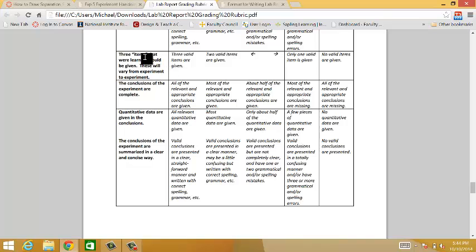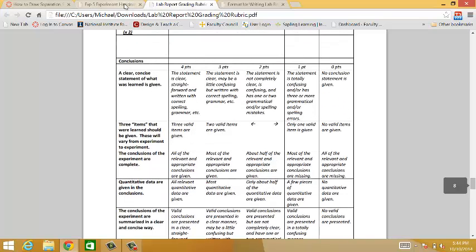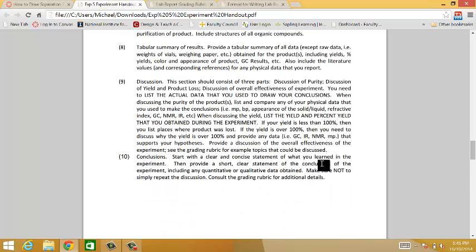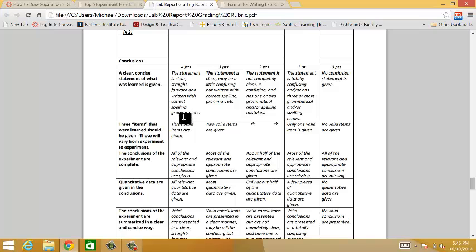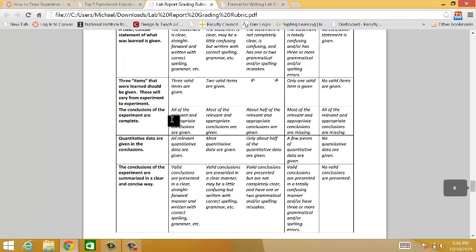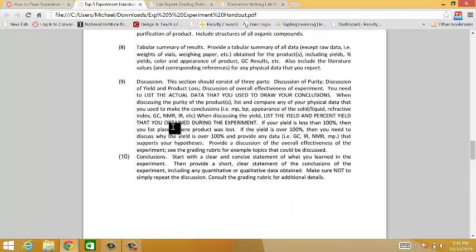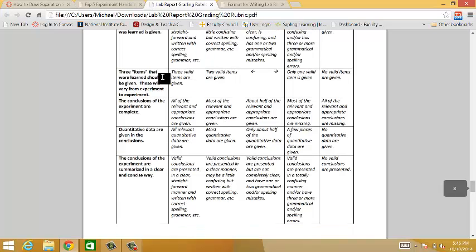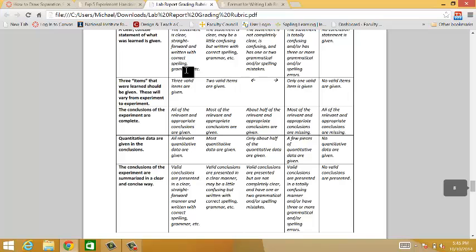That's the first step. Then 3 items that were learned should be given. And these will vary from experiment to experiment. So I would like to see 3 things that you learned in the experiment. I suppose I should have put that over here, but I guess everybody's reading the... It says consult the grading rubric for additional details. Good, so everybody consulted that. So I want 3 things that you learned. Did you give me 3 things, and were they straightforward, etc.?